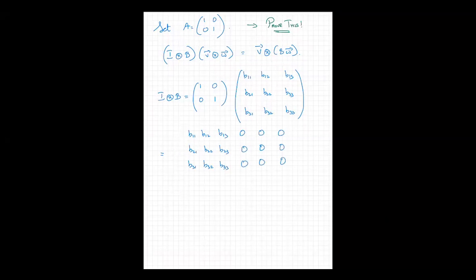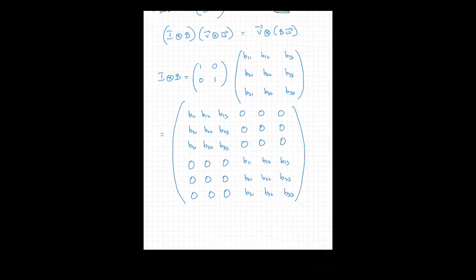What is the 2, 1 element? That is also 0. So 0 acting on every single element will again give me 0. The fourth element is 1. 1 acting on every single element of the second matrix is going to give me B11, B12, B13, up to B33. Okay, this will be the matrix I cross B.